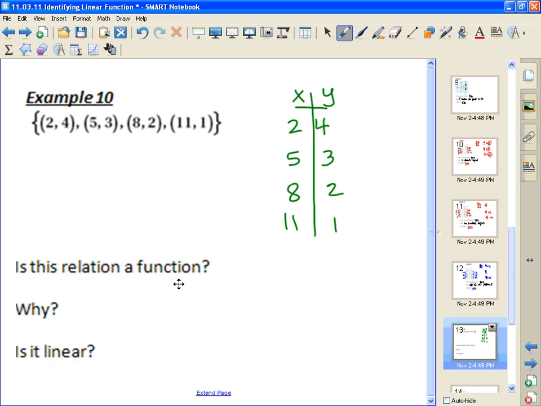So it says, is the relation a function? So I can tell that it is a function because all of the x values are different. So yes, it is a function. And the reason is all x's are different.